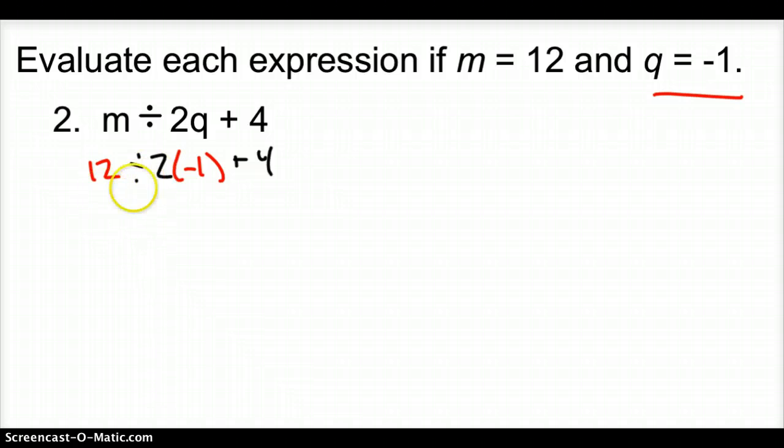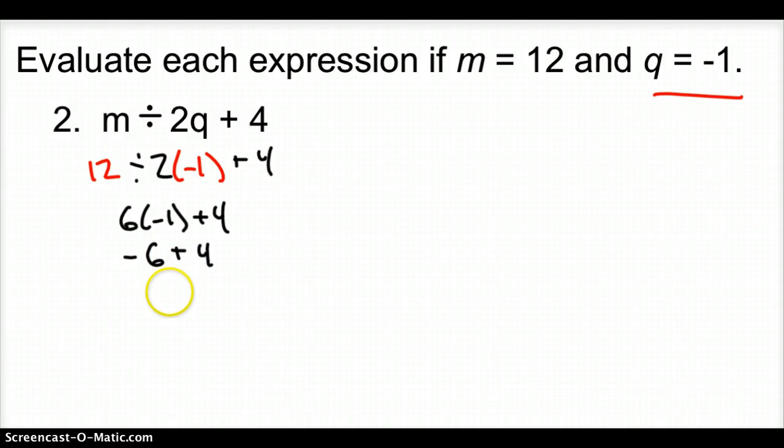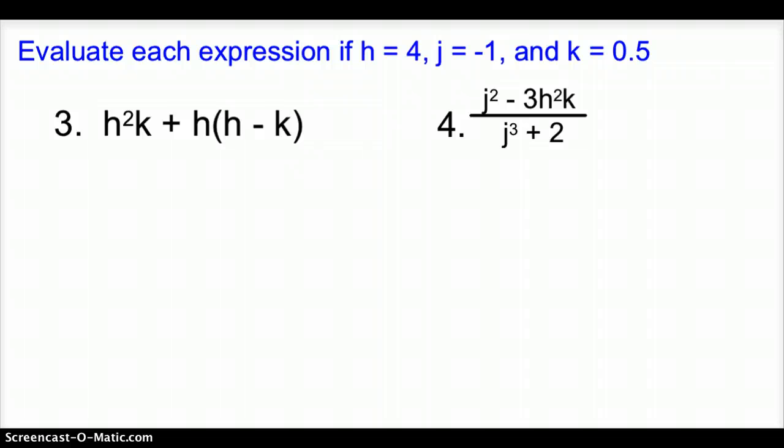Now we have to be very, very careful here. We're using the order of operations. So we want to go 12 divided by 2, which is 6, still times negative 1 plus 4. We cannot add this 4 until we are done with multiplication and division. So now it's negative 6 plus 4, and that turns into negative 2 for my expression.